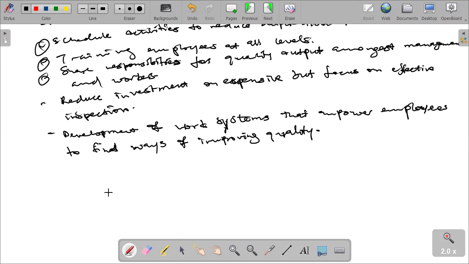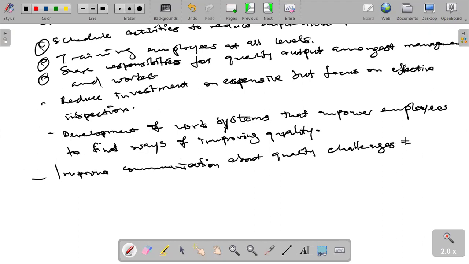And then last but not least, schedule activities to avoid duplicating activities and tasks, reduce investment on expensive ways of doing business, and also improve communication about quality challenges and deviations, so that everyone can learn from the past experiences. This will help employees to work and learn from their past experiences.